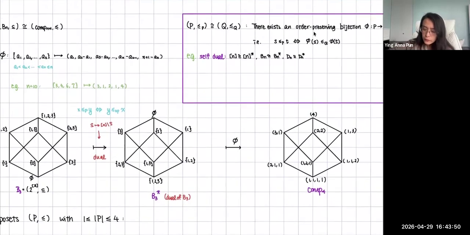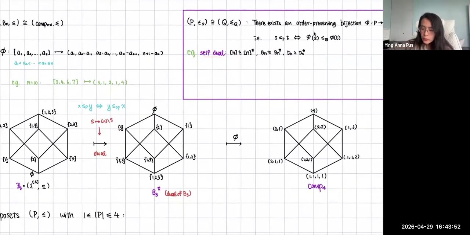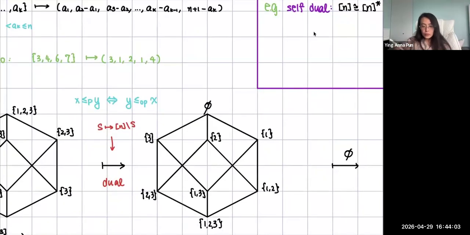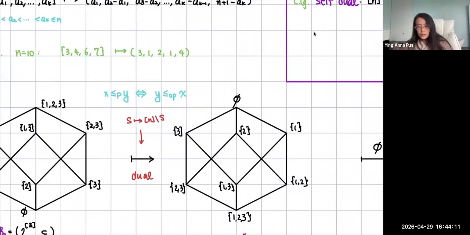And then we also talk about something called dual. So self-dual is, so what is a dual? A dual is just saying that if X is less than Y in your original thing, then Y is less than X in your dual. So basically you just flip your symbol, or you flip the two elements. And so that's called a dual.